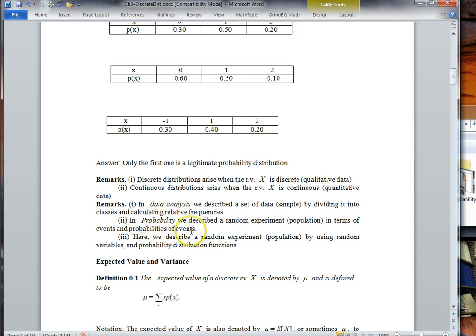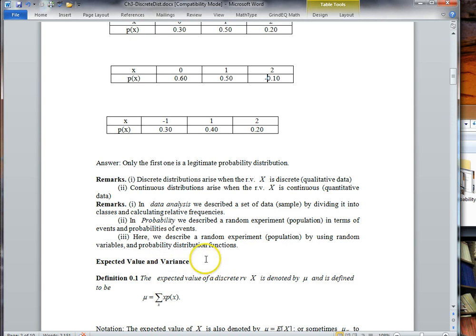In the chapter on probability, we described a random experiment, theoretically, basically. That's the conceptualization of population in terms of events and probabilities of events. And we noticed here we had to deal with sets and their events and their probabilities. So here we describe a random experiment by using random variables, which take integer values. So we simplify the problem further and deal with probability distributions. And it turns out these probability distributions are very similar to these relative frequencies. Actually, the relative frequencies are estimates of these probabilities.